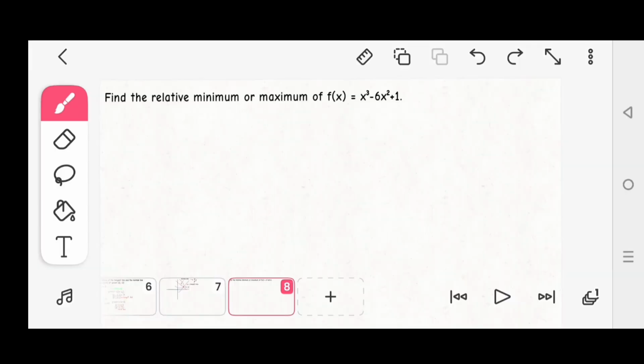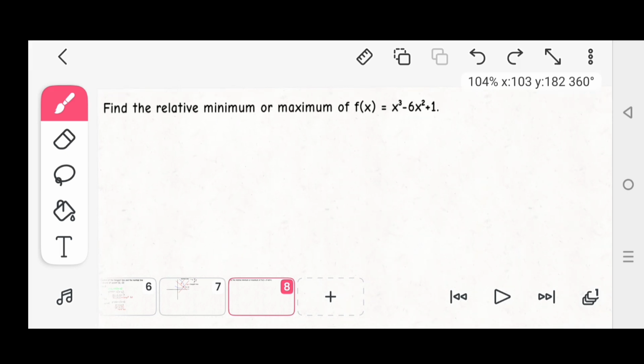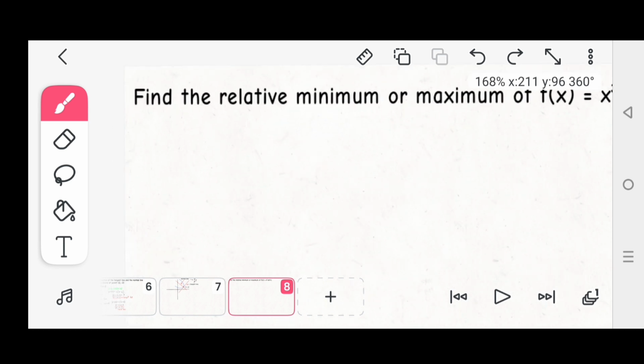Hello everyone, I'm here to discuss maximum and minimum and how to find the relative minimum or maximum of a function. So here is our first example. Find the relative minimum or maximum of x cubed minus 6x squared plus 1.